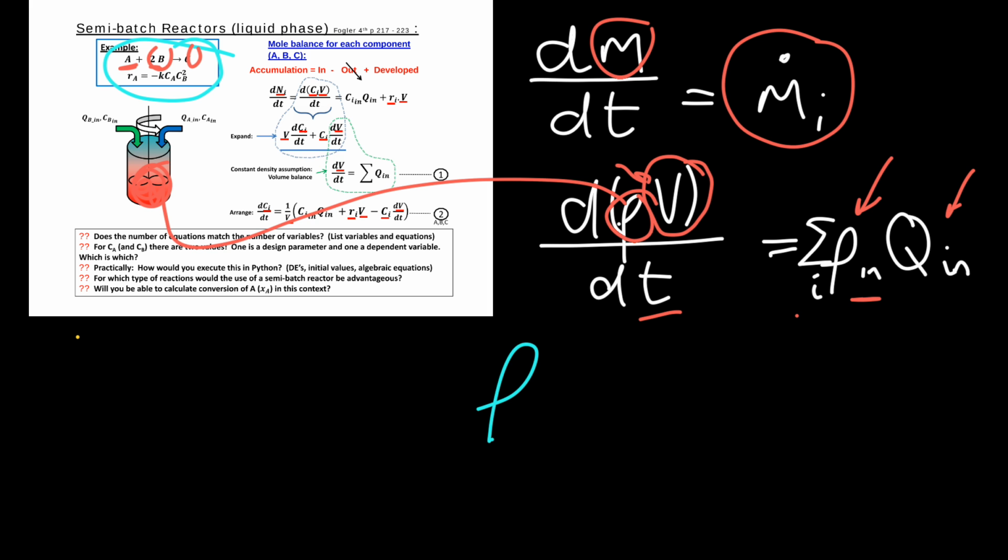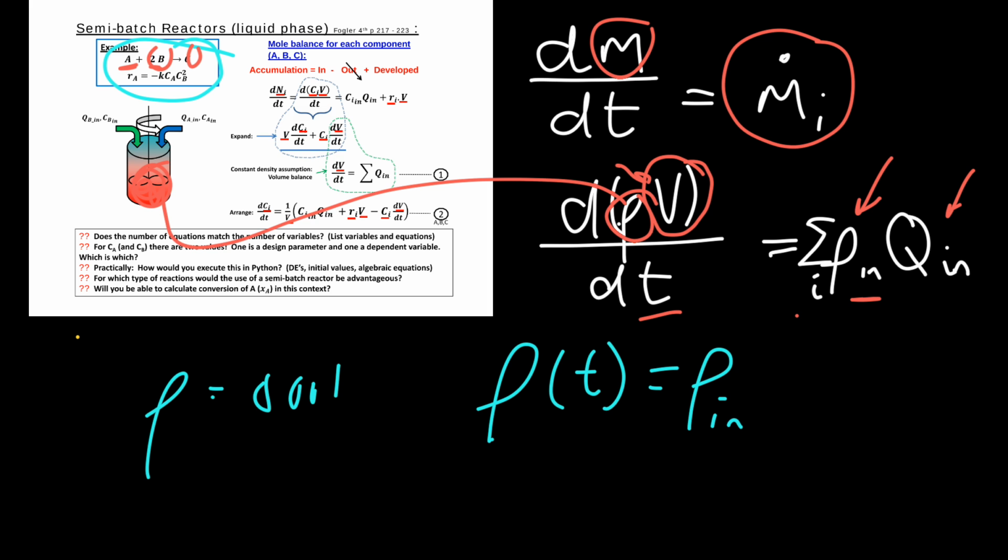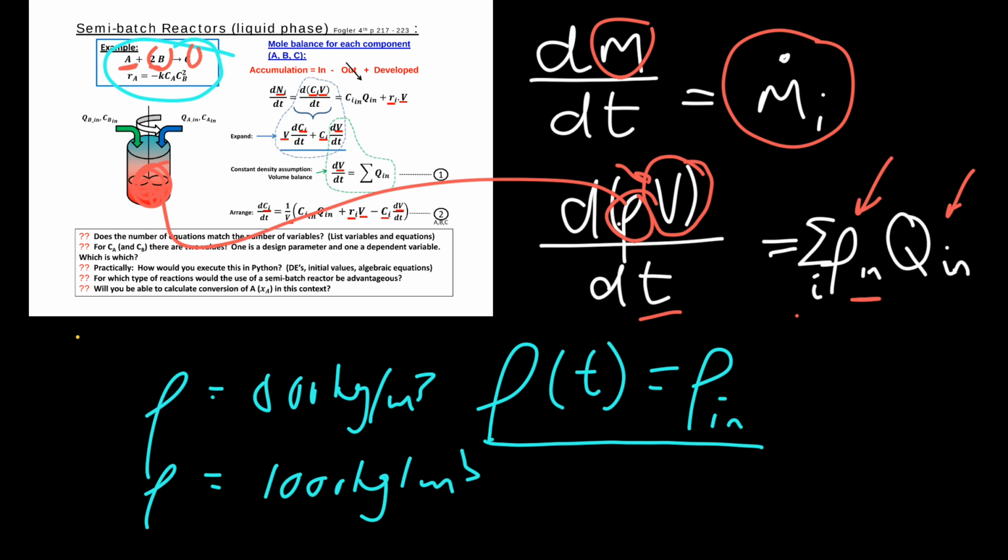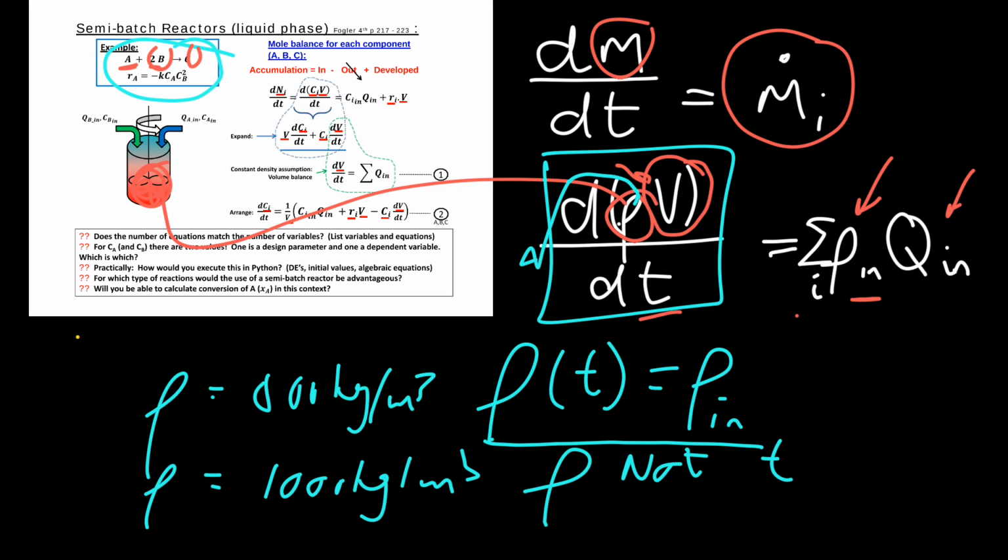We are going to say the density inside my reactor at any time t is equal to the density of all the inlet streams. So because we have got liquid phases, whether the density is therefore, let's say, 800 kilograms per cubic meter if I feed a lighter component, or about 1000 kilograms per cubic meter, we are going to make this very important simplifying assumption. What that implies is that density does in fact not change with time. So in this differential equation, it is a constant that I can take out of that equation.